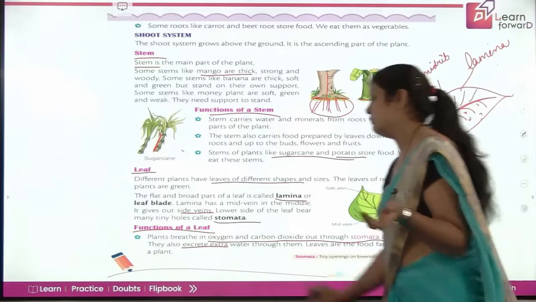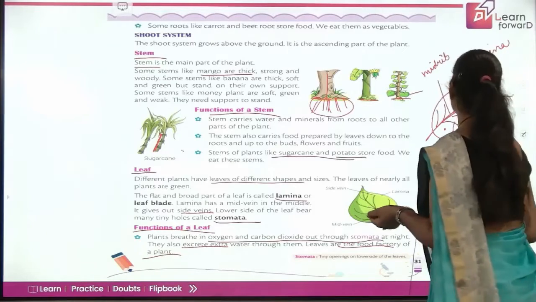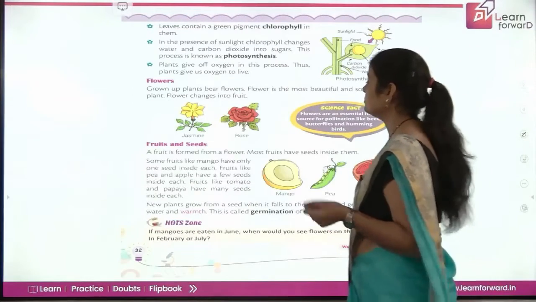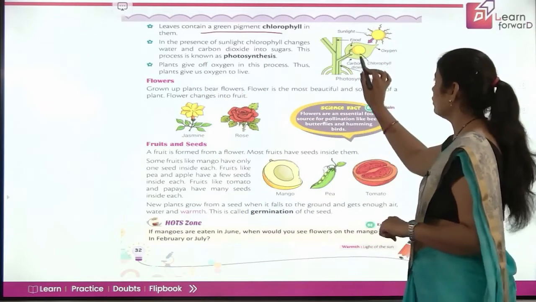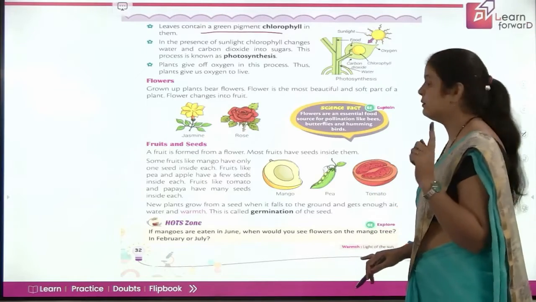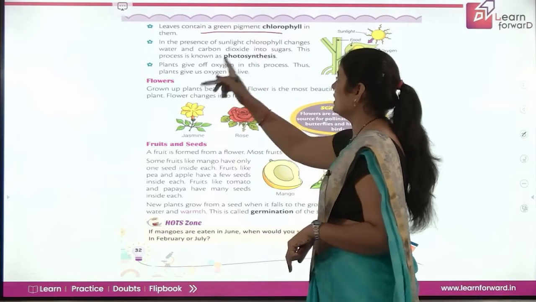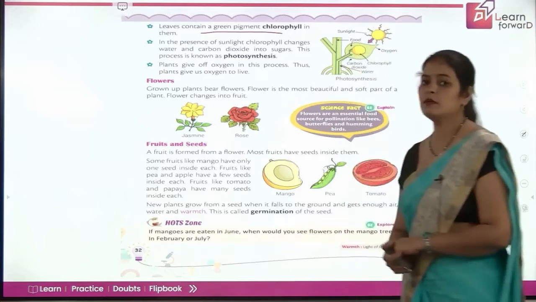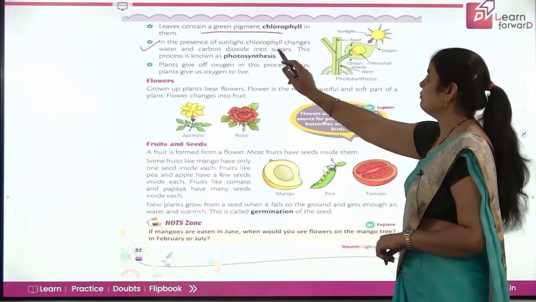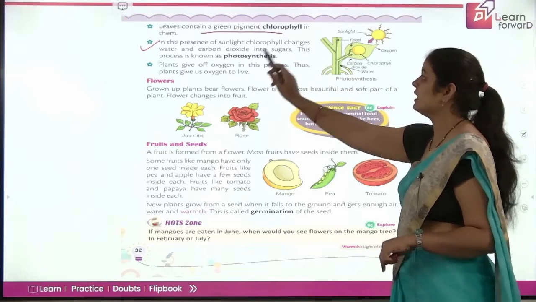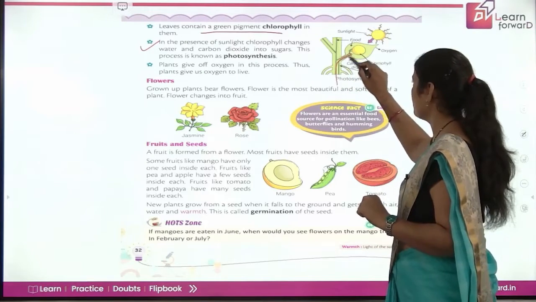Leaves are the food factory of the plants. Needless to say, plants have these green colored structures that are involved in the food making process. Next, leaves contain a green pigment, chlorophyll. They have shown this chlorophyll with a yellow color, though it is a green colored pigment. In the presence of sunlight, chlorophyll changes water and carbon dioxide into sugar. This is an important point to notice: here is the sunlight, and chlorophyll, the green pigment, changes water and carbon dioxide. From where is this water coming? From the roots. So this is the root, and water is coming to the leaf.